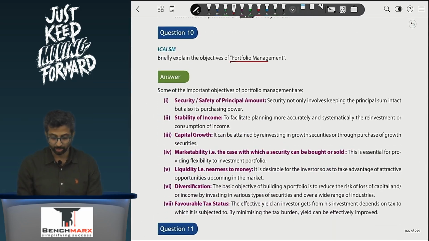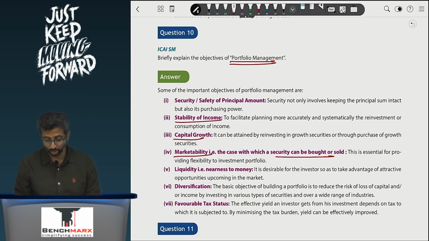Briefly explain the objectives of portfolio management. Your objective largely is to maximize return at a given level of risk or minimize risk at a given level of return. But to achieve that, you will have to look at the various types of portfolio schemes. Like a debt scheme would need stability of income. An equity scheme may not even have stability of income. An equity scheme needs capital growth, debt scheme needs stability of income.